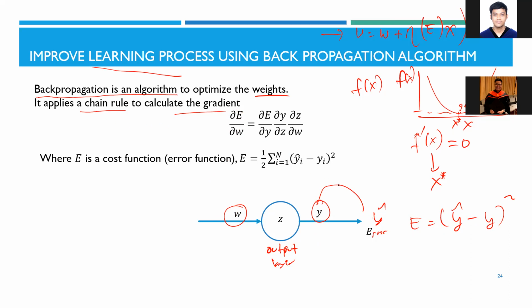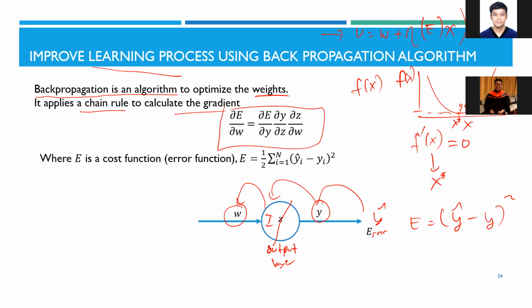We have to use the chain rule because we want to go from E to the function of Y, and then Y is the function of Z. Z is the input, and from this we can go to the W. So this is the chain rule. We do it step by step.